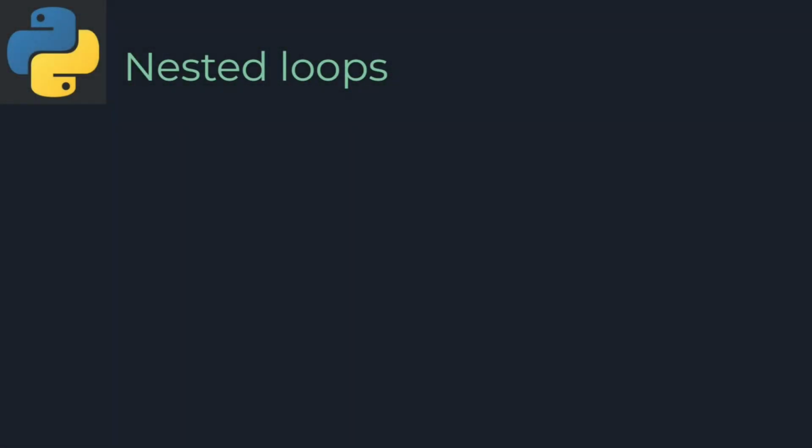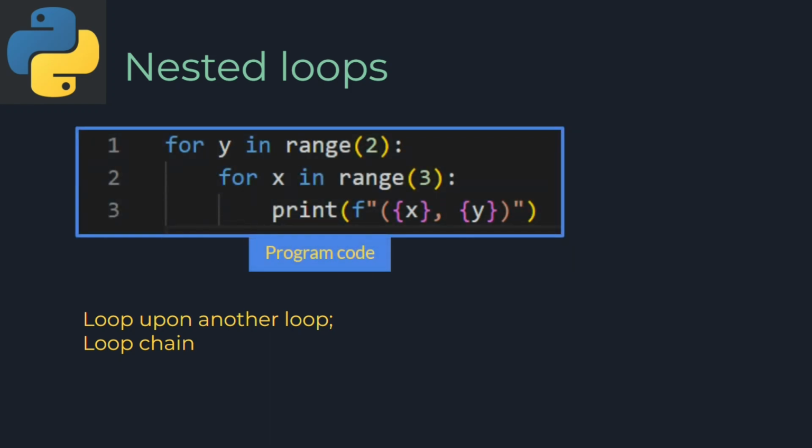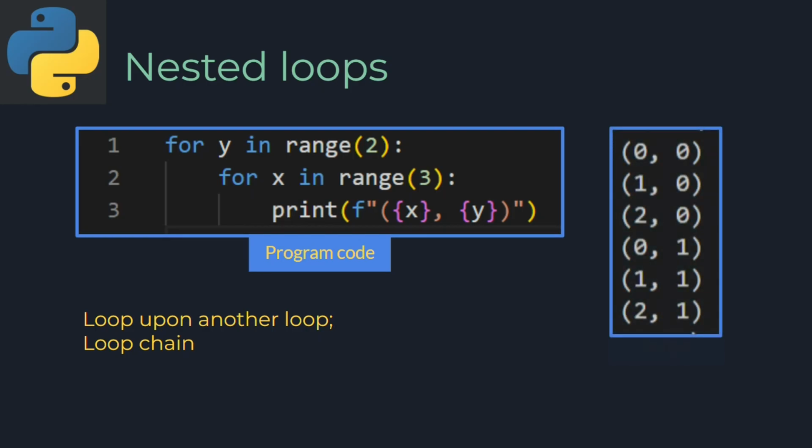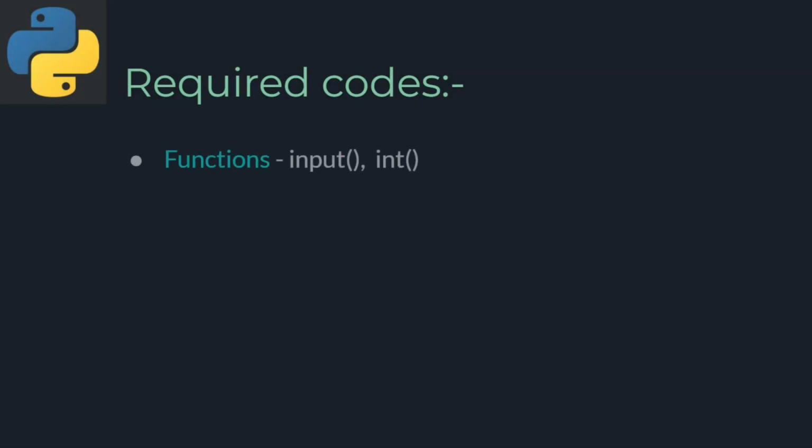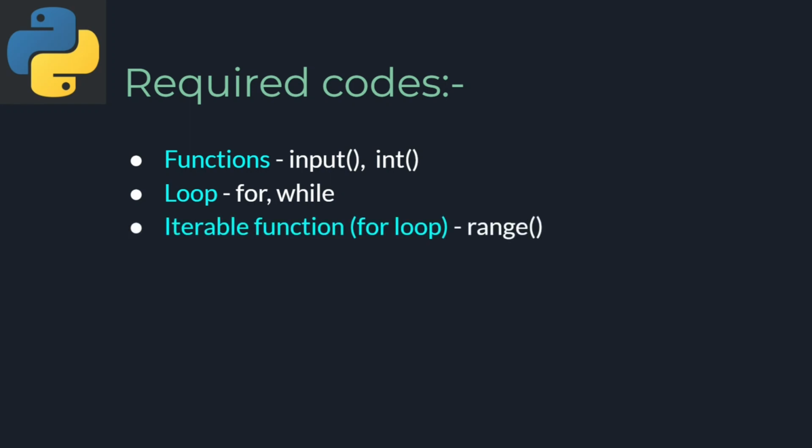To create this program and find the solution, we have to use nested loops, that is, looping upon another loop. It's not the right time to understand nested loops that deep. So for giving you a slight clue, one example is shown on the screen. Here are some of the required codes. For functions, we need the input function and int function. For loops, we will need both while and for loop. And for the iterable, we will need the range function. I will be telling more about these codes in the next section. Let's not waste our time here and head to the solution.